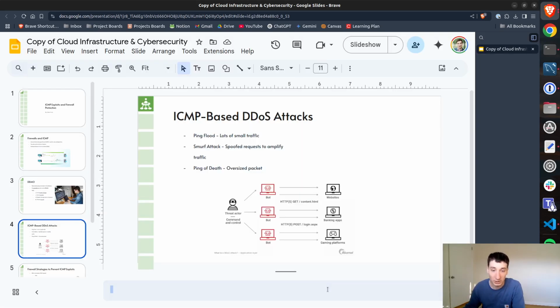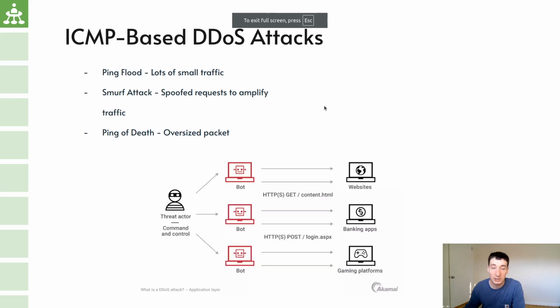So let's jump back to the slides here. These are some examples of DDoS attacks. We saw ping flood, which is just lots of small traffic. Smurf attack is going to be spoofing information into the request, maybe to amplify traffic or cause some other havoc. And then we have ping of death, which is instead of death by 1,000 paper cuts, it's kind of this big missile of sending a large packet to try and crash a service.